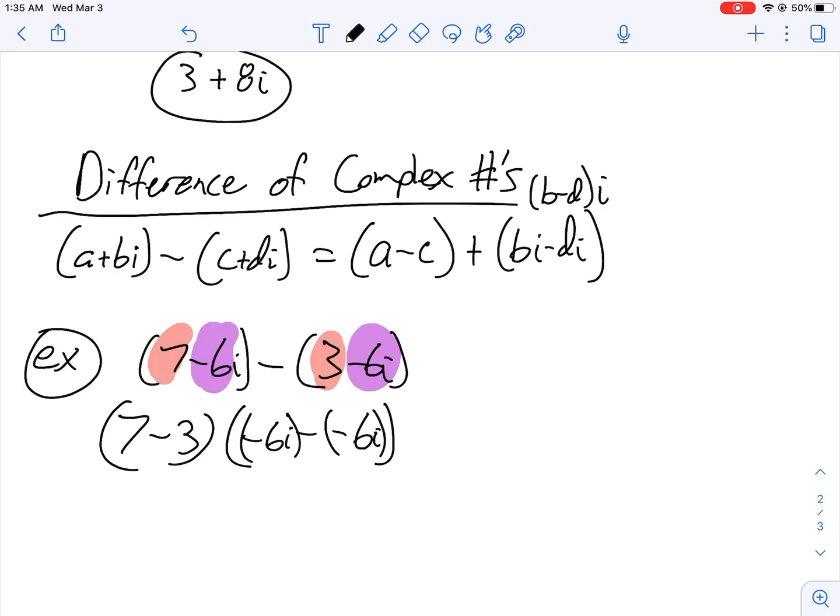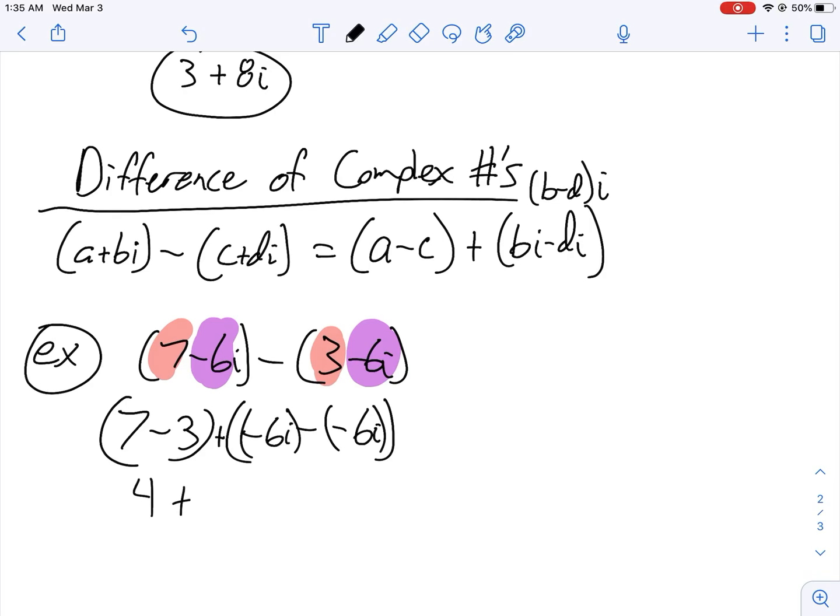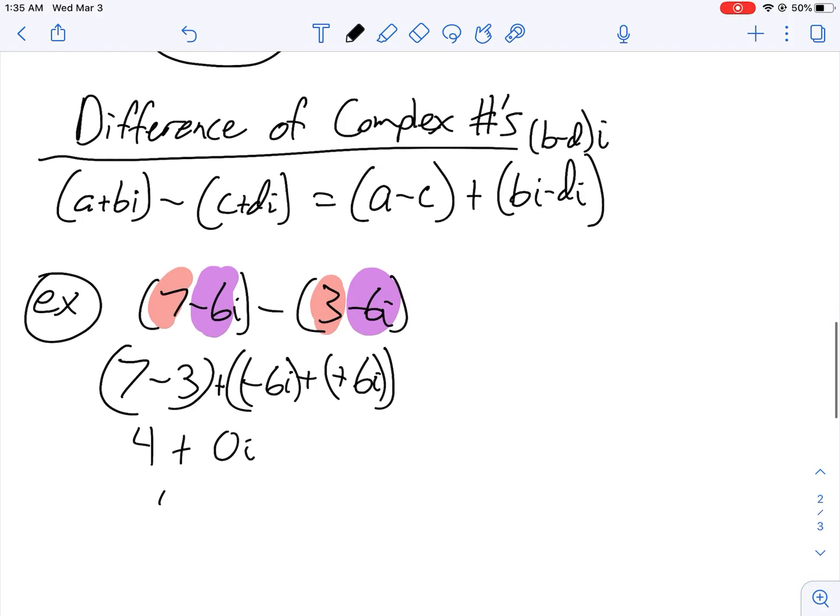I'm going to go ahead and wrap those in parentheses. So 7 minus 3 is 4. And there should be a plus in between there. 7 minus 3 is 4, plus negative 6i minus negative 6i. Negative and a negative turns into a positive. Negative 6i plus 6i is going to give me 0 of those i's. That means it's gone. We have 4.